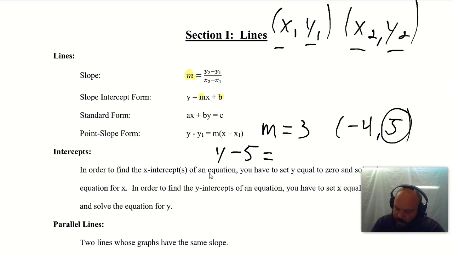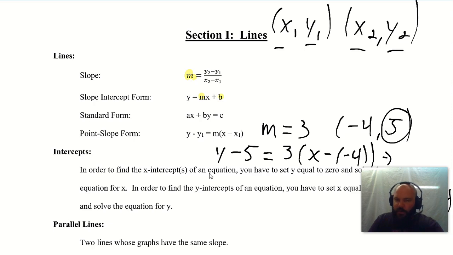Then you would have 3x minus -4. And that would simplify into y minus 5 equals 3. I apologize, I'm running out of room. 3 and then x plus 4. And that would be your equation in point slope form.